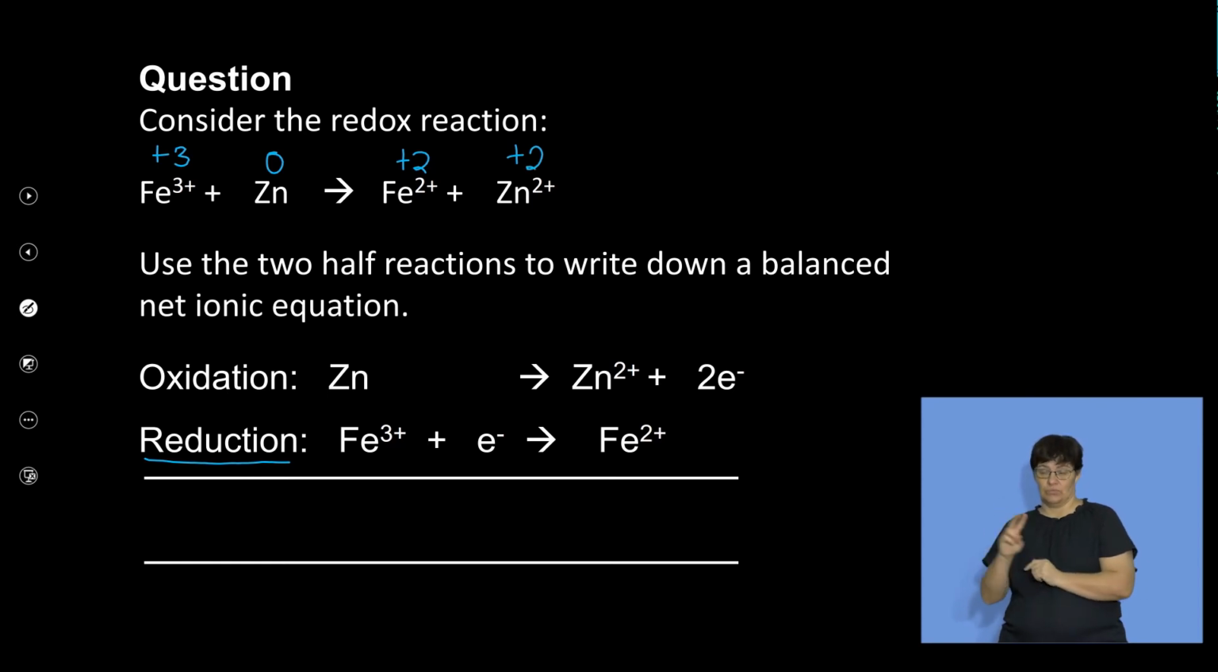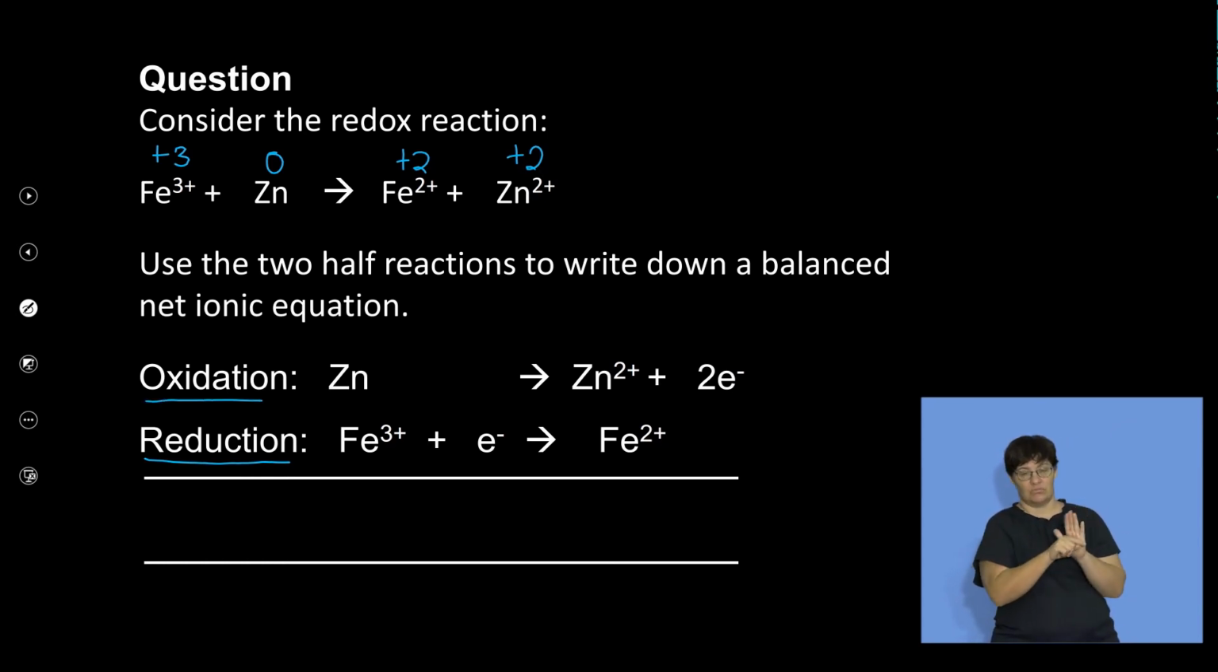So what exactly happens to zinc atoms? Zinc atoms were involved in the loss of electrons, which can be represented using the oxidation half reaction. Right, so the loss of electrons is oxidation, and the gain of electrons is reduction.